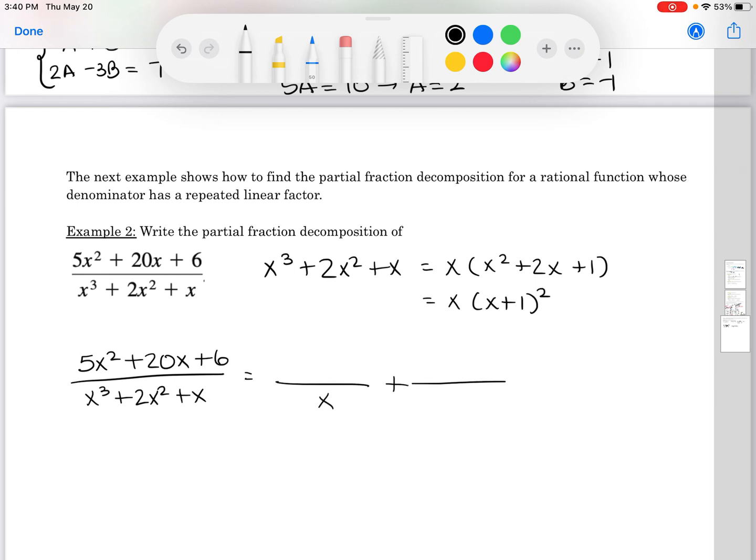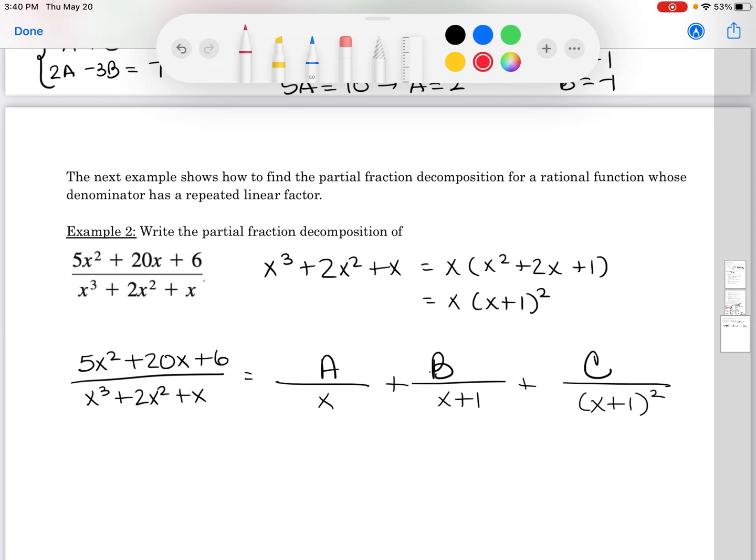So I'm going to have something over x, I'm going to have something over x plus 1, but what I'm also going to have is something over x plus 1 squared. So had this been cubed, I would have done x plus 1 squared, x plus 1 cubed. So every time I'm just going to do one for each and start to count up. All right, so this time I need a, b, and c.